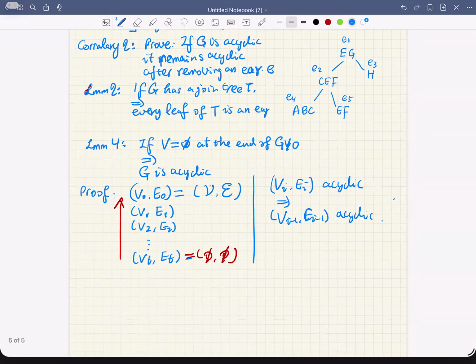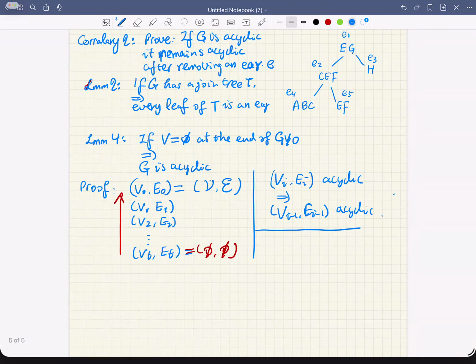Think about the execution of GYO, right? So the execution goes like this. You have this as the input for that iteration. You see what I'm saying? Okay. And then an edge, this is an ear of this I minus 1 hypergraph. Okay. So you want to remove that, and then you get this VI, EI, right? So that's how it runs. That's what I mean. Okay, good. All right.